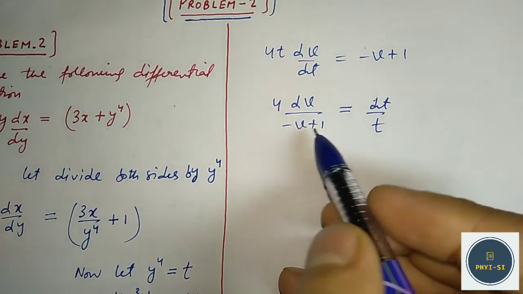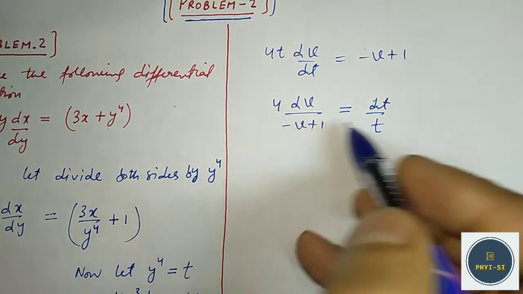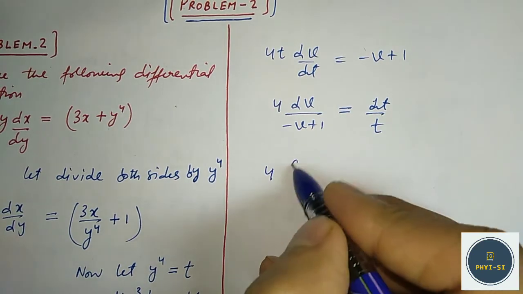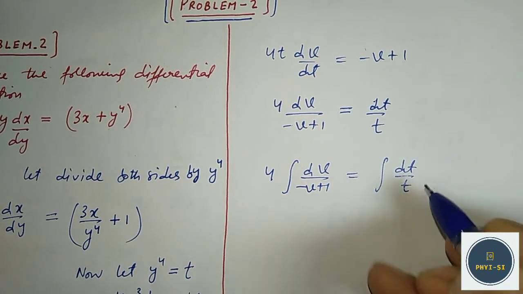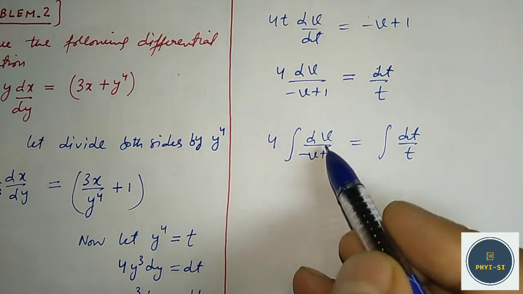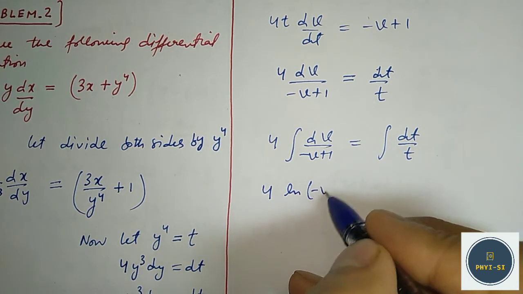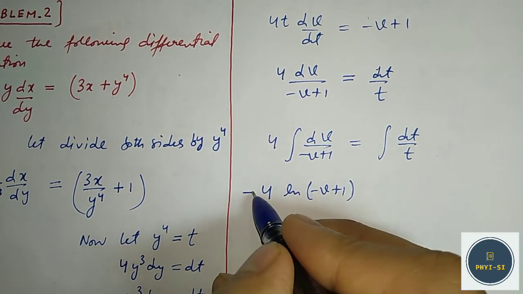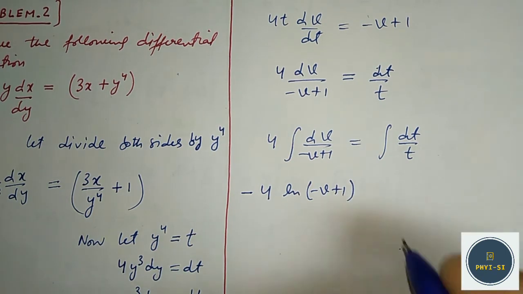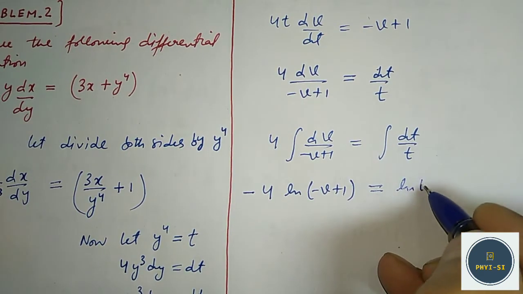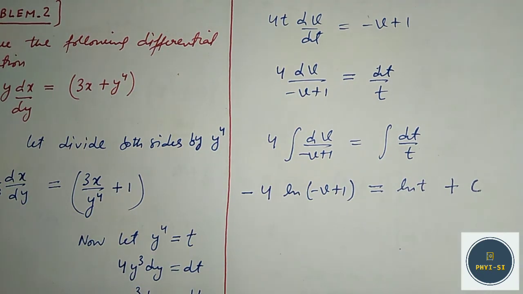Now we'll integrate both sides. So the integration of this side will be log of minus v plus 1, and the minus outside you can do by again using substitution. And this becomes log t, and let's say the constant is c. You can also write log c.